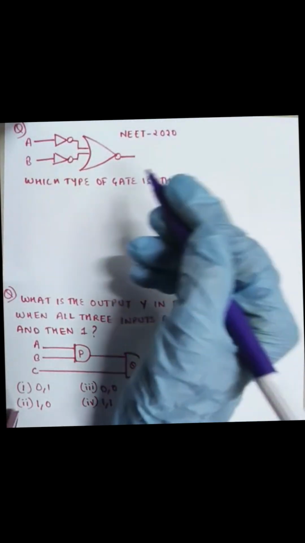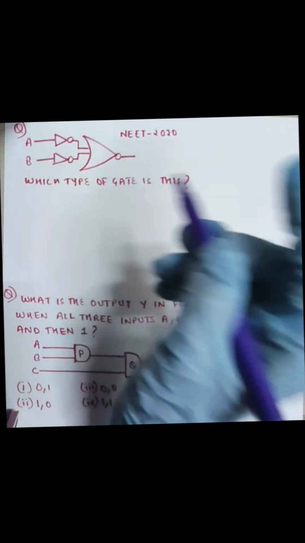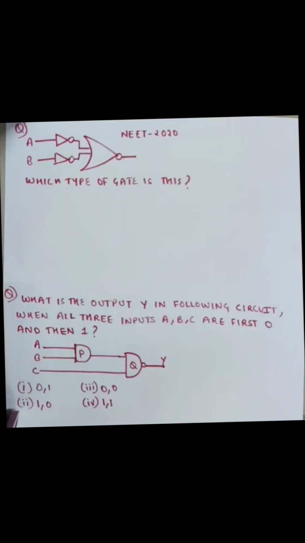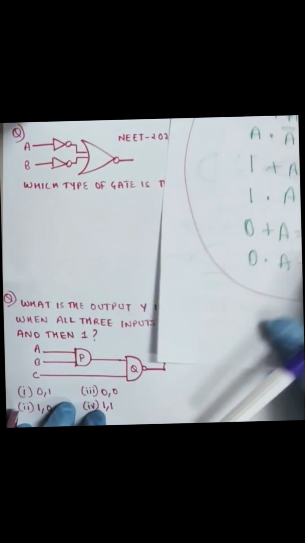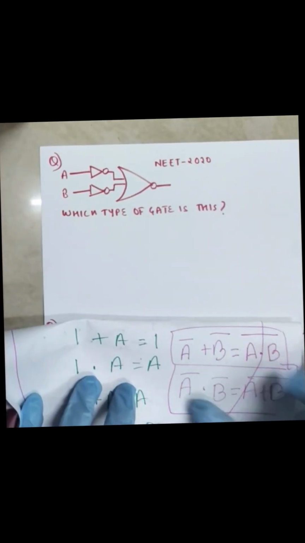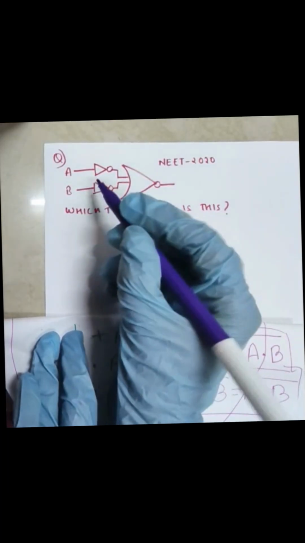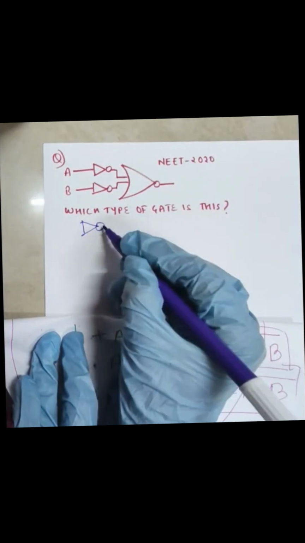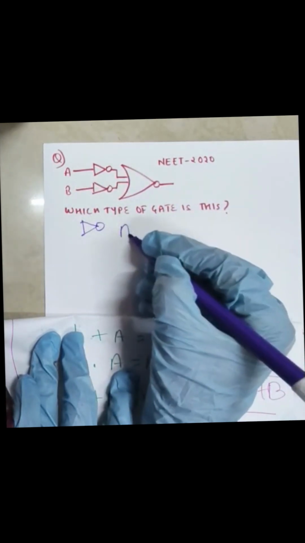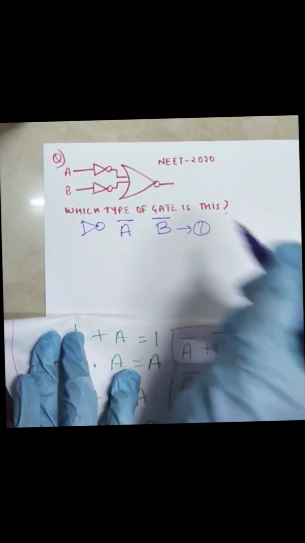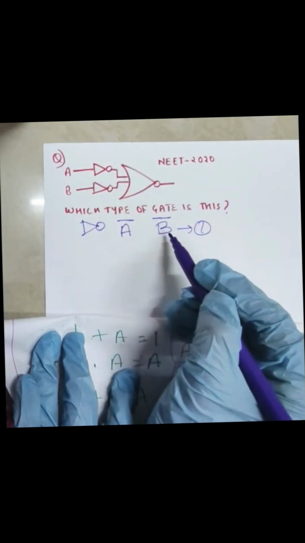Okay guys, let's solve some questions. Which type of gate is this? First we will try using the formulas we have seen. First, this is a NOT gate. Both A and B go through NOT gates. So A dash, B dash. So this is the first step. A dash is the input, B dash is the input.